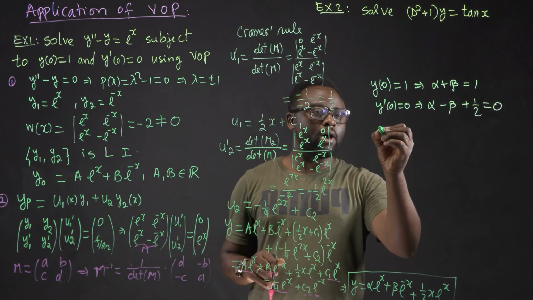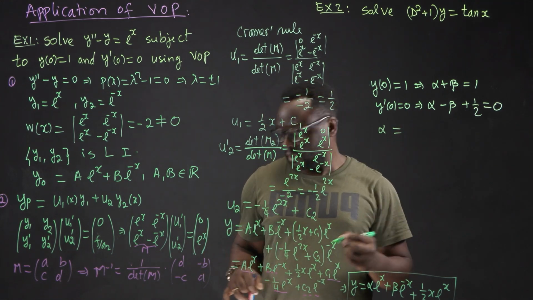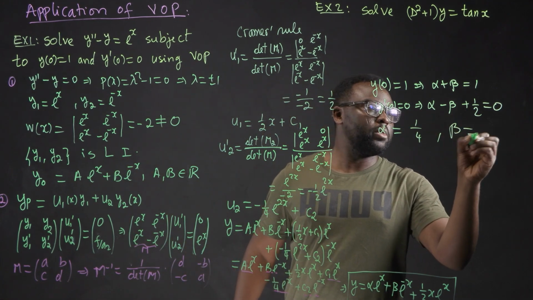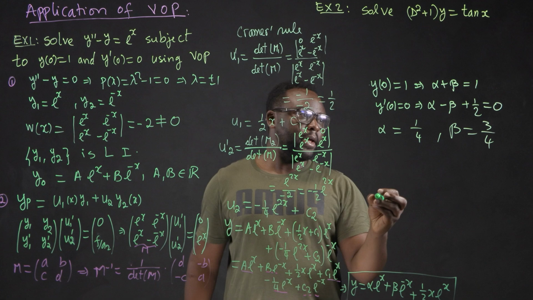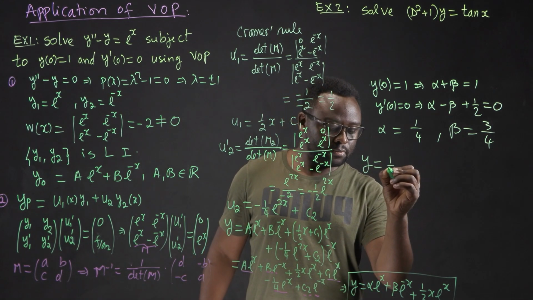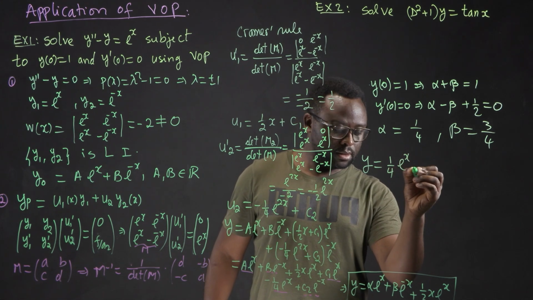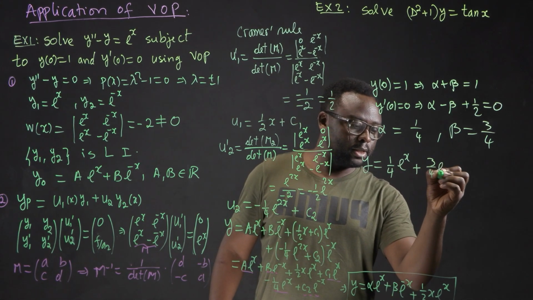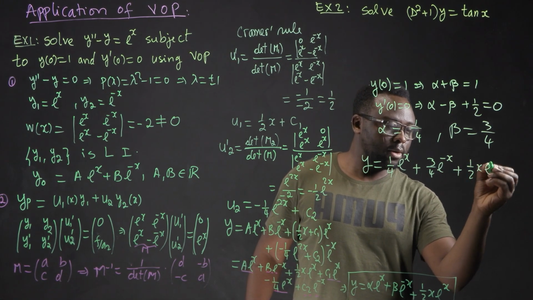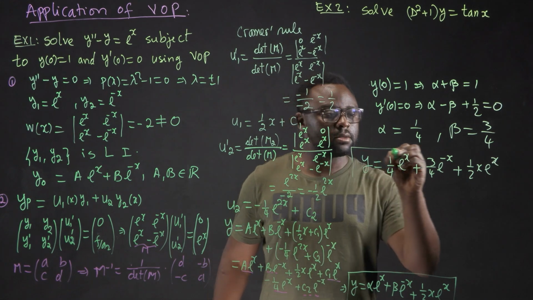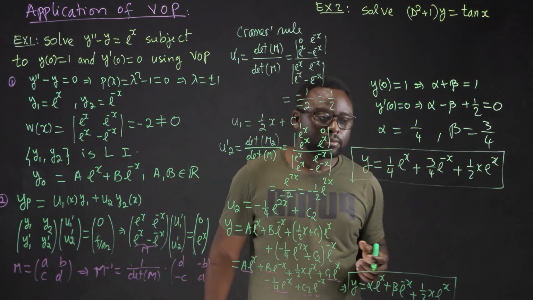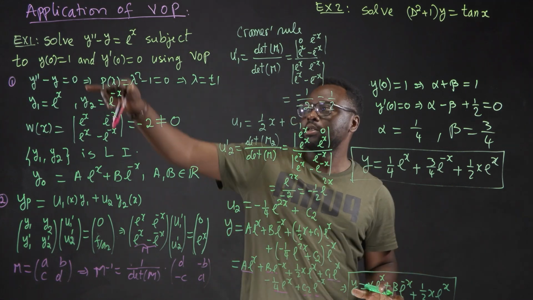So we can solve this for alpha and beta, and we have alpha is 1 over 4 and beta will be 3 over 4. So with alpha and beta, we can then write the total solution in this form: 1 over 4 times e to the power x plus 3 over 4 times e to the power minus x plus 1 over 2x times e to the power x. So this is my solution. Okay. All right. This is all for this example.